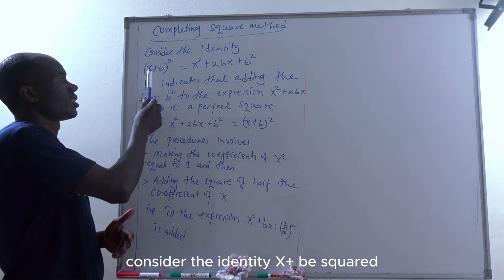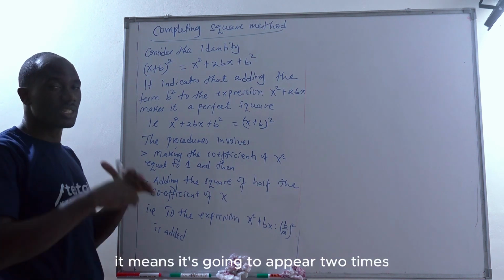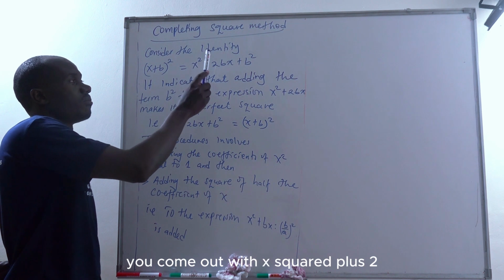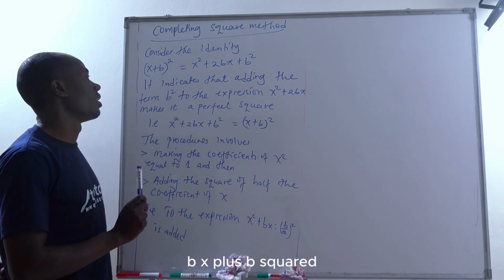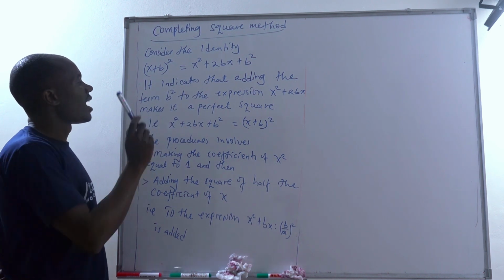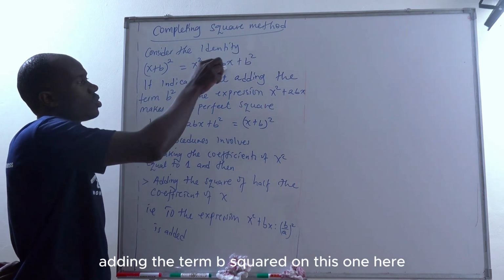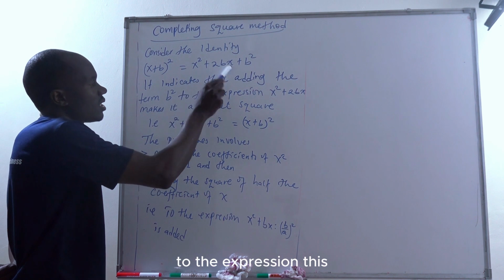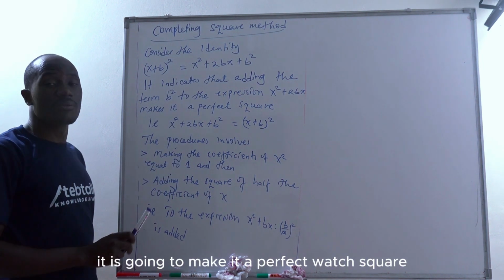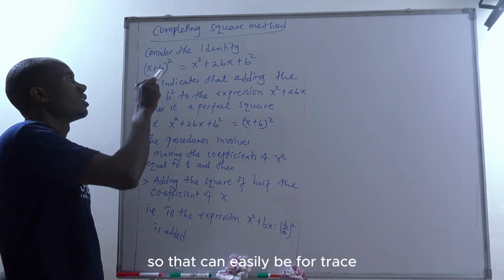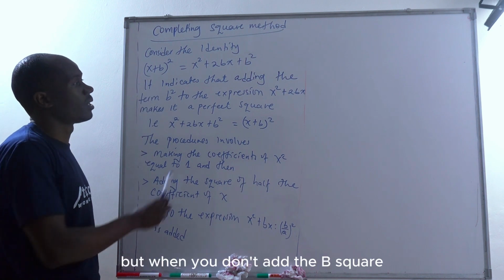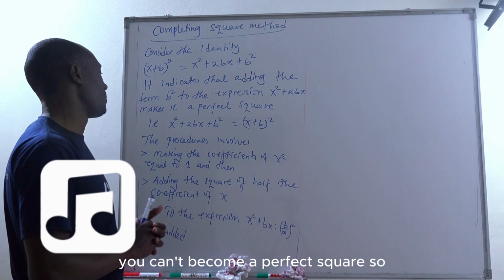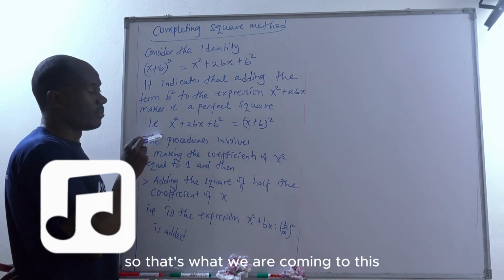Consider the identity (x plus b) squared. When you expand it, it means it's going to appear 2 times. You come out with x squared plus 2bx plus b squared. It indicates that adding the term b squared to this expression is going to make it a perfect what? Square, so that it can easily be factorized. But when you don't add the b squared, it can't become a perfect square. So that's what we are coming to.